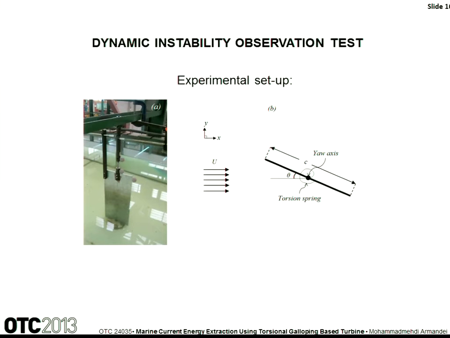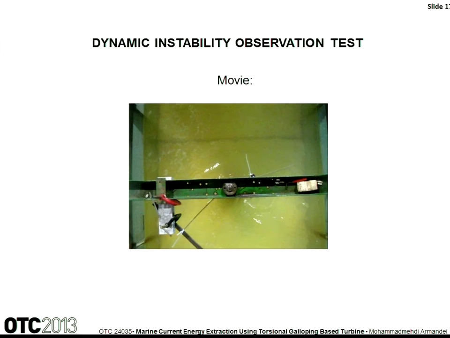So we wanted to see if we can observe this phenomenon even in water current rather than wind. We conducted some experimental tests in the laboratory. Here you see the experimental setup. We used a rectangular flat plate attached to a torsion spring, with an axis at its mid-chord length, and we put this setup into the water current flume, and this is what we saw.